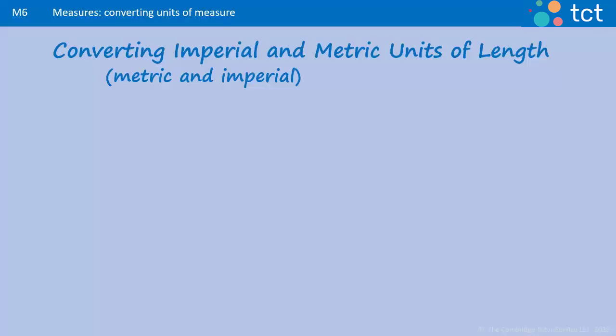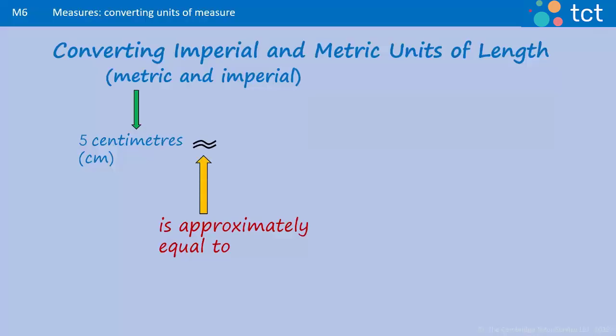Looking at more conversions between imperial and metric units, this time units of length. One simple conversion that's used very often is that 5 centimetres, which is a metric unit of length, is approximately equal to 2 inches, which is an imperial unit of measuring length. Another conversion that could be more useful sometimes is that 2.5 centimetres is approximately equal to 1 inch.